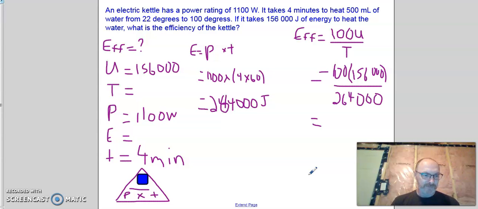156,000 times 100, and then divide that by 264,000, we get an efficiency of 59.1%. Okay, so this is a two-step problem. Figure out the electrical energy used by the device using the power formula, and then plug that in along with the useful energy you're given from the question to figure out the overall percentage efficiency of that particular device.